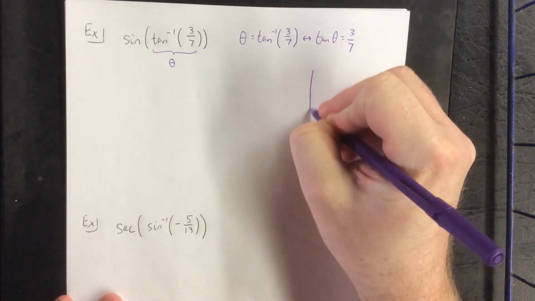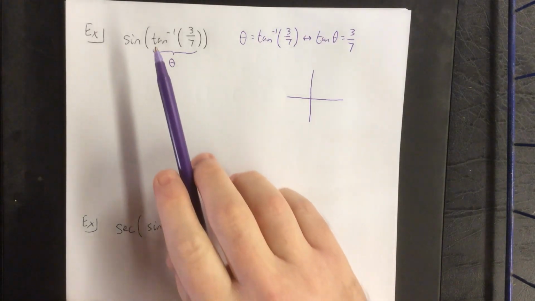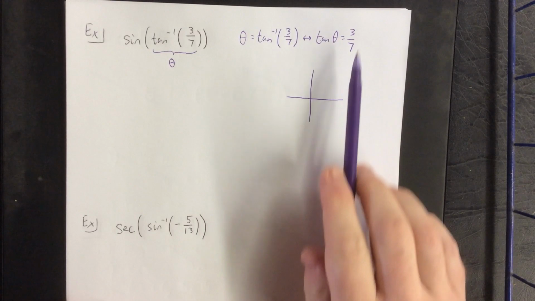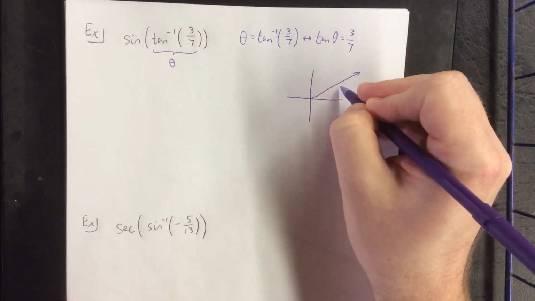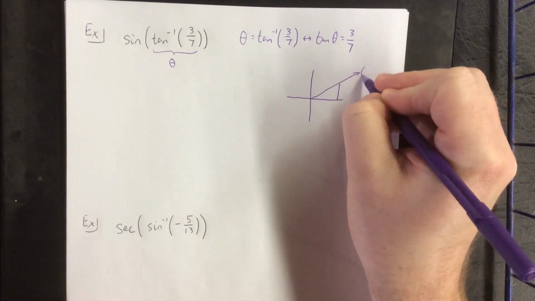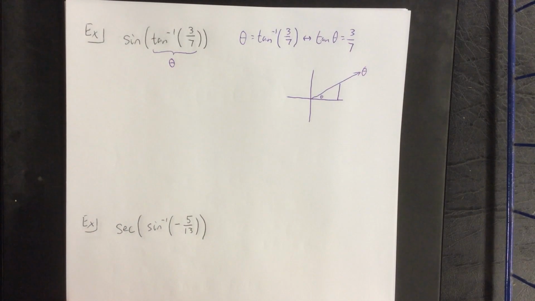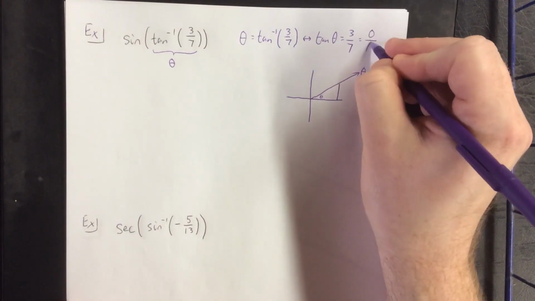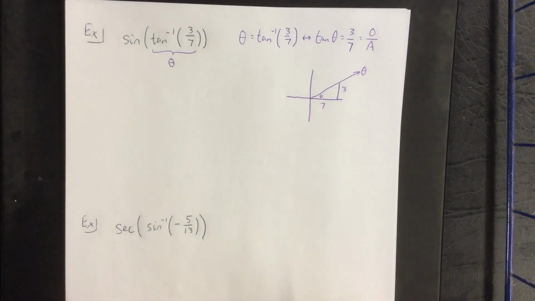So what I'm going to do is draw this angle in the appropriate quadrant and label two sides. Now, the inverse tangent is restricted to quadrants 1 and 4. If the ratio is positive, we automatically go for quadrant 1. If the ratio were negative, we would go for quadrant 4. So this will be our angle theta with our appropriate reference triangle. Tangent is equal to opposite over adjacent, so I'm going to label my opposite side as 3 and my adjacent side as 7.